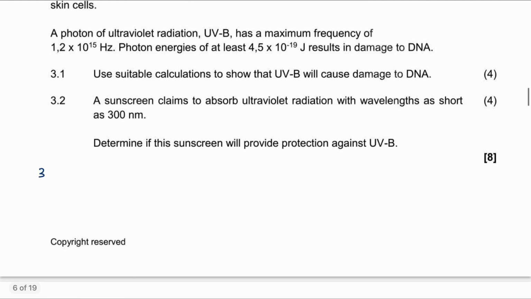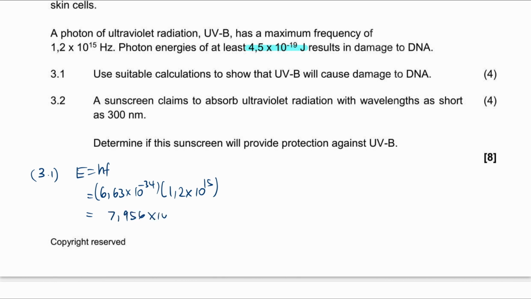So I'm going to write 3.1 here. So we can use the formula E is equal to hf. So we want to calculate the energy and then compare it to the energy that causes damage. So h is 6.63 times 10 to the negative 34 multiplied by the frequency of the UVB, which is 1.2 times 10 to the power 15. And that's equal to 7.956 times 10 to the negative 19 joules.